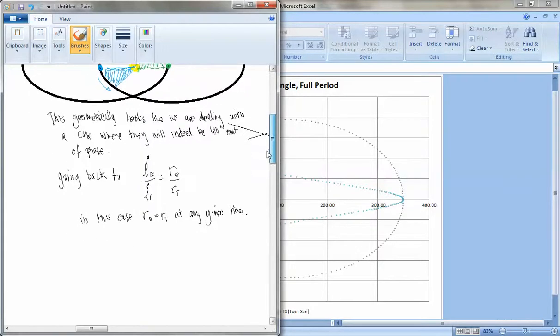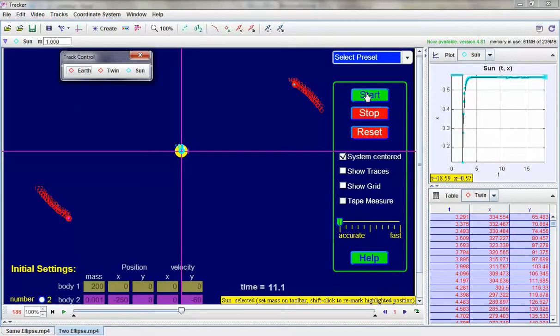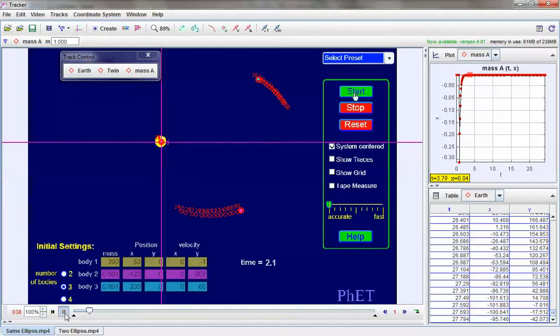So that's kind of my hand wavy proof. I'd like to do a more mathematical proof, but I feel like I need a little bit more time to solve that one out. So what I ended up doing was taking those videos, and here's my same ellipse, and I tracked it.